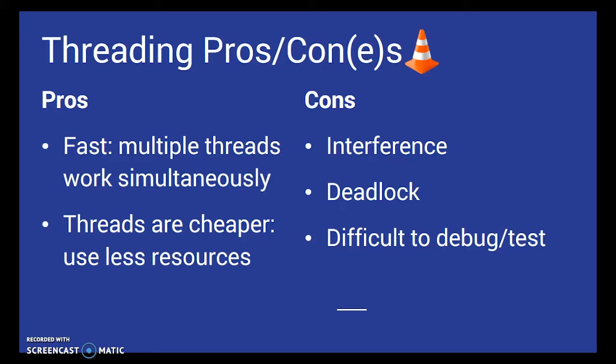Some of the cons are, one issue you can have with threading is interference, where two or multiple threads can be working on the same line of data at the same time, and this can cause strange, unexpected results. Another con is deadlock. You can have a lock where two threads cannot work on the same line at the same time, and this can lead to a thread waiting for another thread. Basically, they wait forever and they become locked, hence the term deadlock. Another con is that it can be really difficult to debug and test your code when multi-threading.